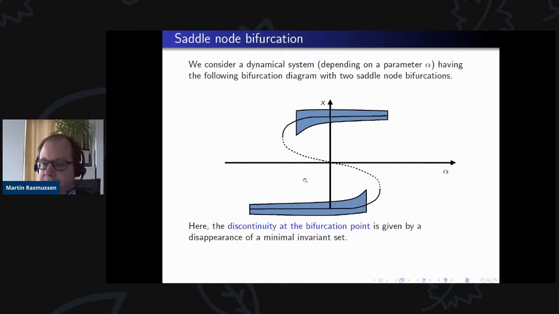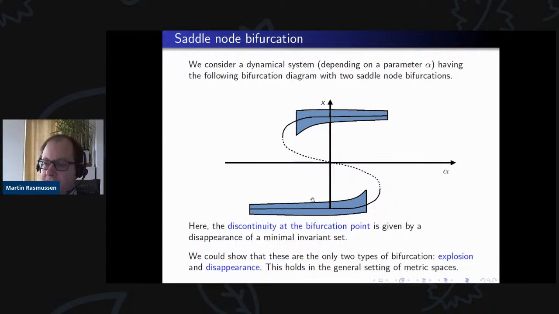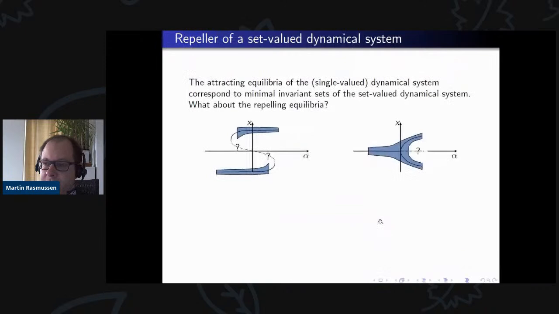And so we could prove that a discontinuous explosion and a disappearance of minimal invariant sets are the only two bifurcations which happen, and that can be proved in a general setting of metric spaces. And just in the last 2 minutes, I would like to explain something about repelling objects which you get here. So basically the question is, are there any minimal invariant sets close to these repelling points, which are of course very crucial for the bifurcation? And one cannot find invariant sets close to these repelling equilibria, because basically if you perturb a little bit, you move away from this equilibrium.